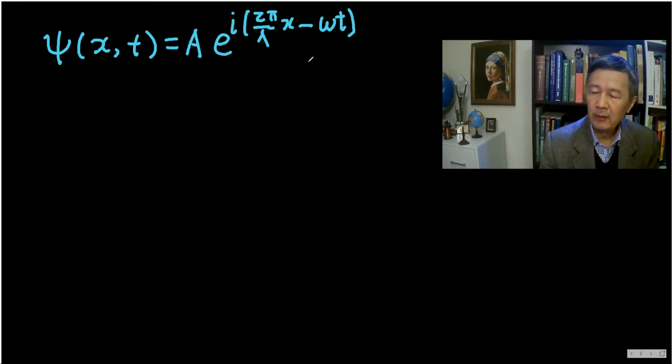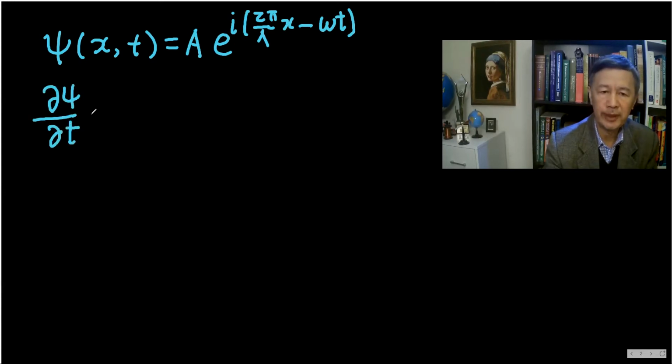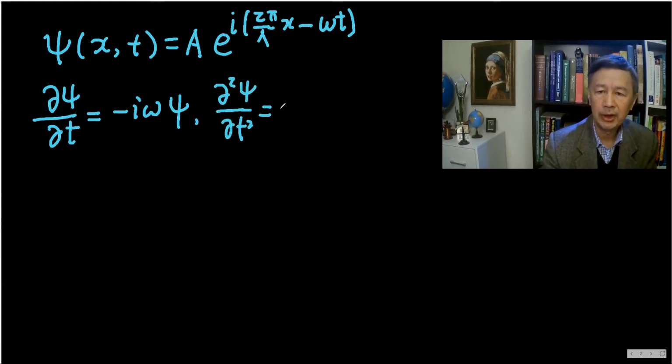Then you may ask, what is the underlying equation governing this mathematical form? Let's do some derivatives. Because there are two variables, we have to do partial derivatives. First, we take the partial derivative with respect to time. Because of the negative sign here, we get negative i omega phi. Then we do the second derivative with respect to time, and eventually we get negative omega squared phi.